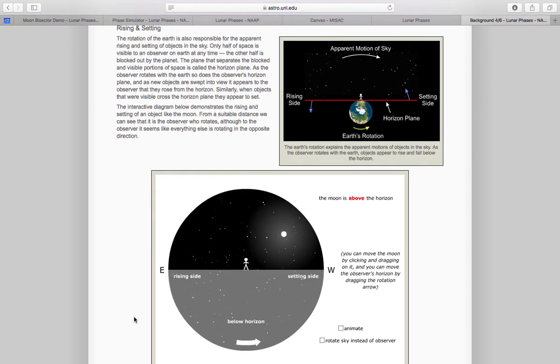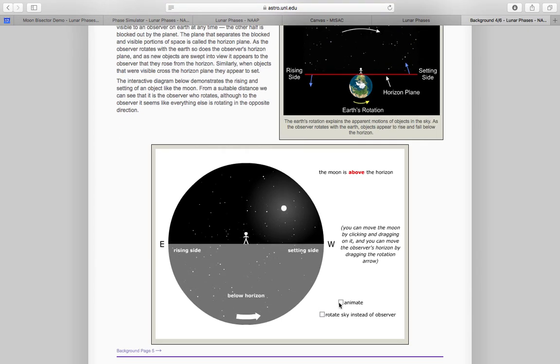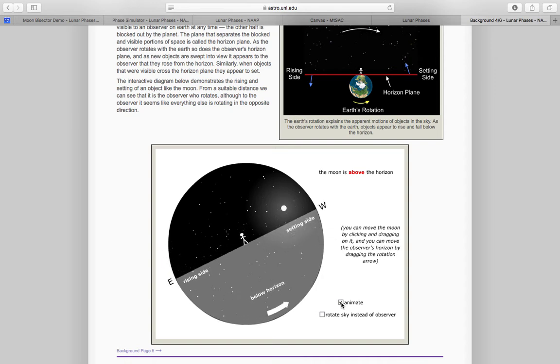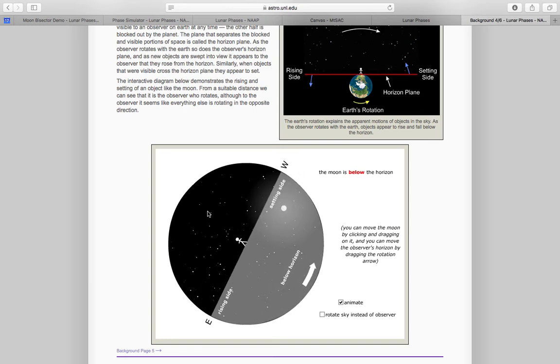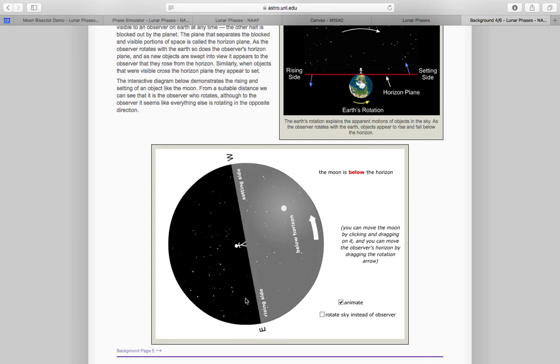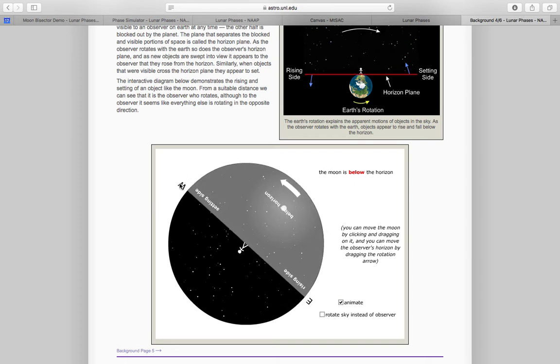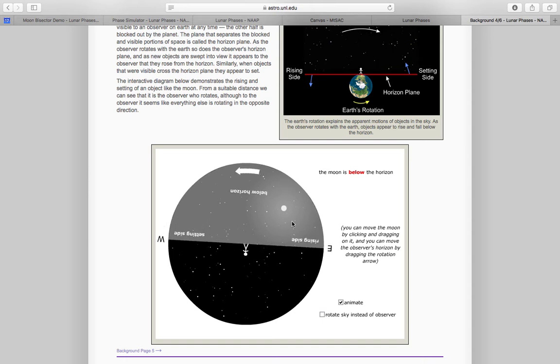On page 4, we can see some more background information about rising and setting for the moon and the sky. Again, this bottom one I can animate, and so I can see how the view changes. So the little person is here. This part is the view of the sky that that person can see at any given point in time. This marks the eastern horizon. This marks the western horizon. And anything in this shaded region is something that's below the horizon for that stick figure right there.